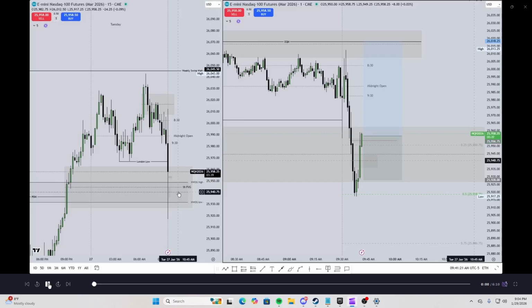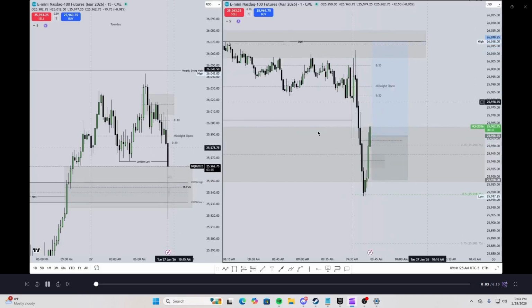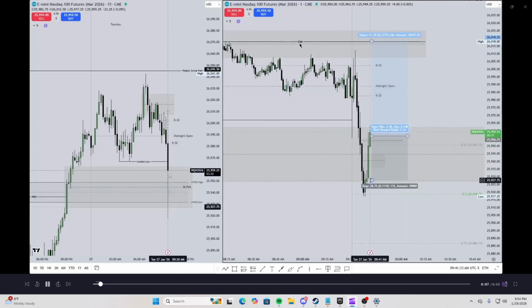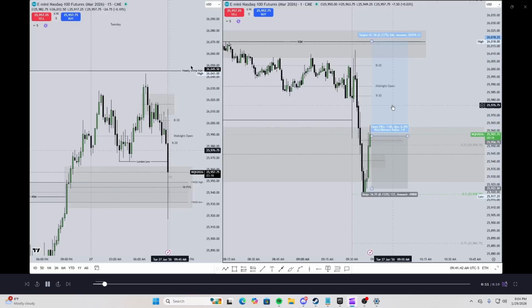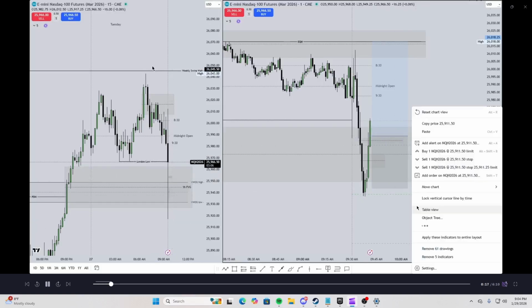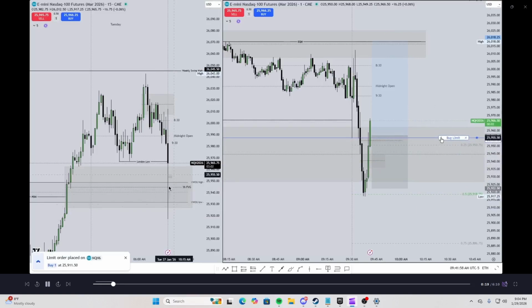Main thing that we should be looking at is what is our draw on liquidity. We have these equal highs up here, noted EQH, and then above that we have this weekly swing high. If you look on the left chart, weekly swing high, it's a relative equal high because the overnight highs went up, failed to take that, and then dove lower. So you see me place my buy limit right here. It is at this inversion fair value gap.